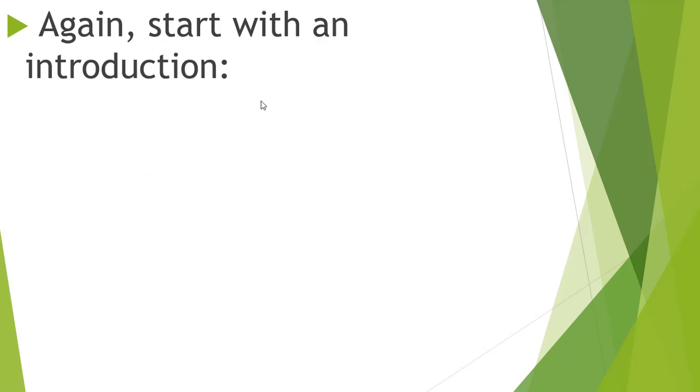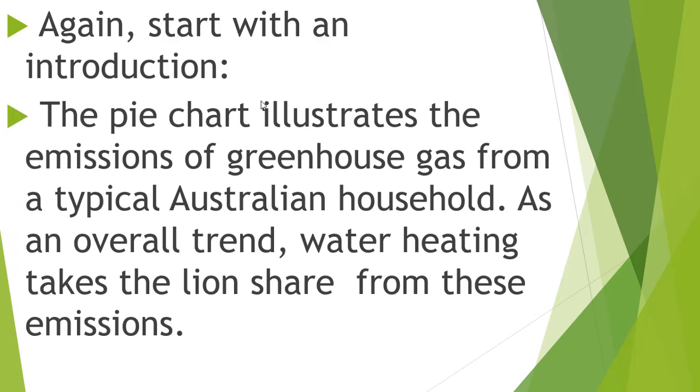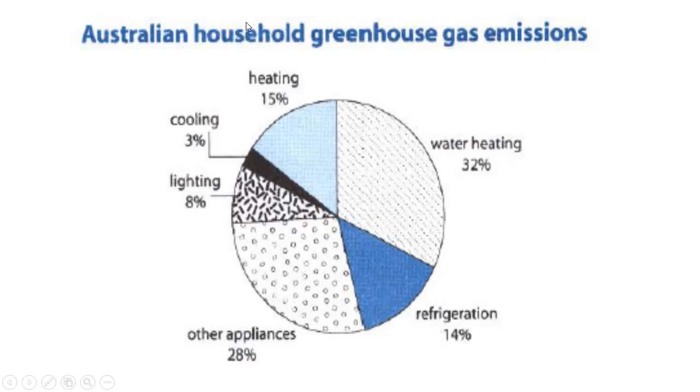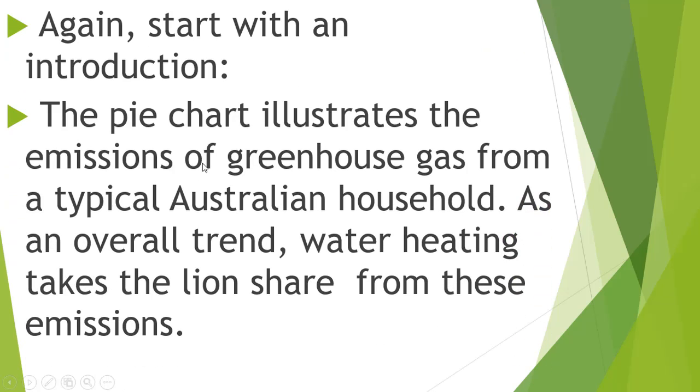Again, you start with an introduction, 2 sentences, a thesis, and an overall trend. The pie chart illustrates the emissions of greenhouse gas. Look, I changed Australian household greenhouse gas emissions into what? Emissions of greenhouse gas from a typical Australian household. Okay, you have to change. If you mention it in the same way, you lose marks. As an overall trend, water heating takes the lion's share from these emissions. Okay, this is the overall trend.